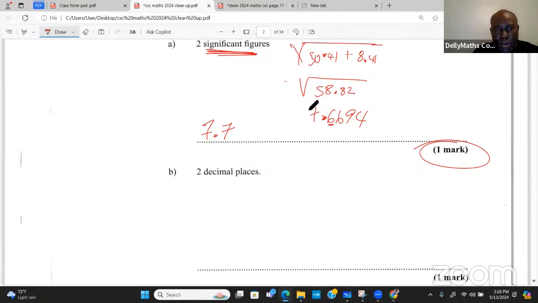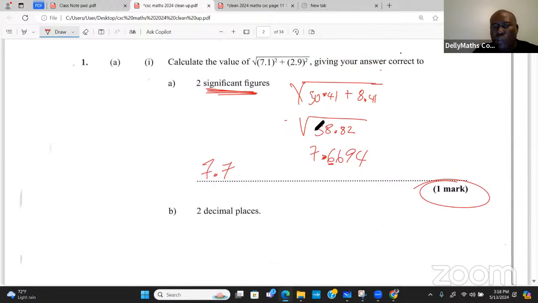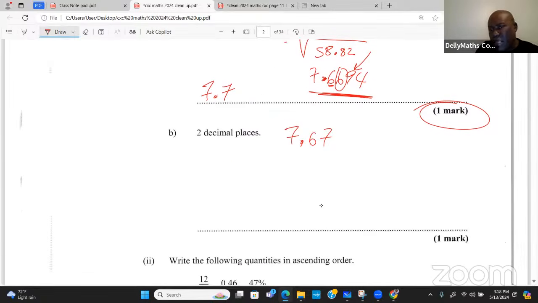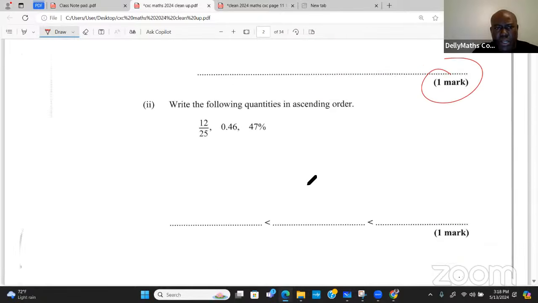All right. Second question, we're going to put this to 2 decimal places. So to 2 decimal places, I'm focusing on this, and then I look here. So I'm going to round up to 7.67. All right, very straightforward. So those are easy marks that everybody should be picking up.